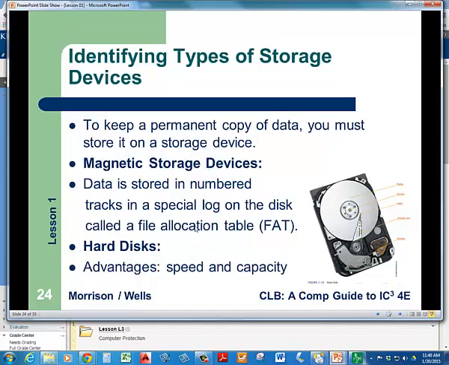There are different types of storage. To make a permanent copy of the data, you have to store it on a storage device. The hard drive is something we use all the time on laptops and desktops, but now there's the solid state drive, which, instead of a spinning disk, uses banks of energized memory chips.